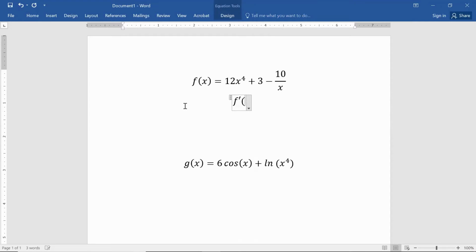and along with our constant multiple rule. So the 12x to the fourth is a term that I can deal with using the sum difference constant multiple rules. The plus 3 is a term that I can deal with. But this minus 10 over x, I'm going to have to rewrite. And the way you should rewrite that is you should rewrite it as minus 10 times x to the minus 1 power. So dividing by x is like multiplying times -1.